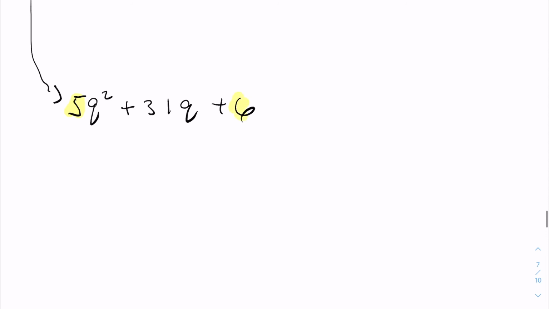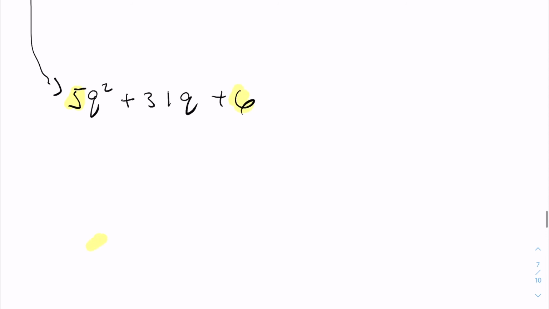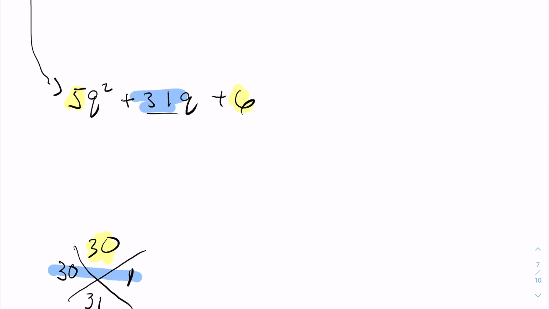We multiply 5 times 6, which is going to give us 30. We're looking for two numbers that multiply to 30 and add to 31. Gee, I think I see a pattern going on in this problem. At least the factoring is not too bad, right? 30 times 1 is 30, and 30 plus 1 is 31. So our two target numbers are just going to be 30 and 1, which makes 31.